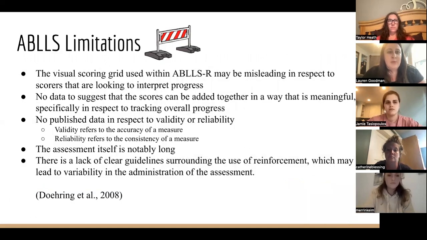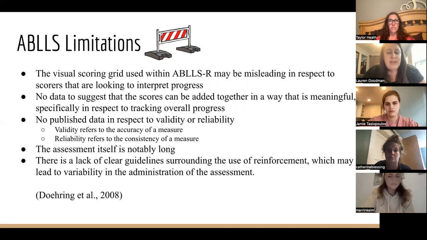The ABLES come along with several limitations, including the visual scoring grid used within the ABLES may be misleading in respect to scorers that are looking to interpret progress. Additionally, there is no data to suggest that the scores can be added together in a meaningful way, specifically in respect to tracking overall progress. There's no published data in respect to validity or reliability.